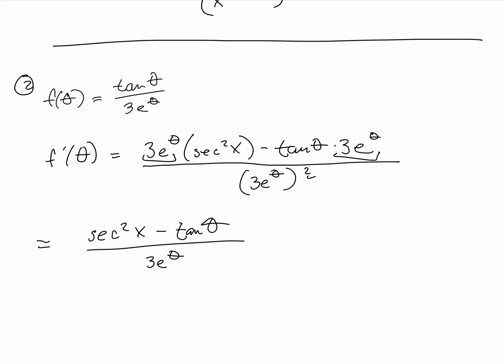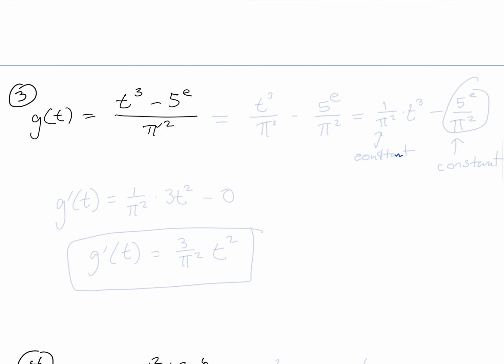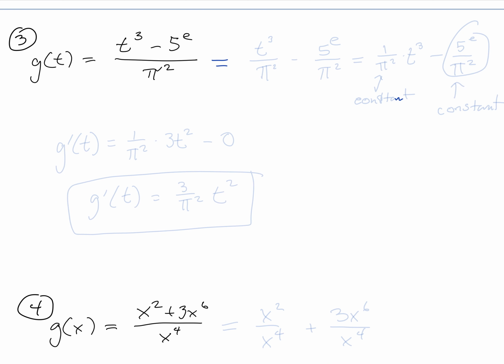Okay, next we've got t to the third minus 5 to the e over pi squared. So we could use the quotient rule on this one, but I'd recommend simplifying it instead or rewriting it. So we're just rewriting g of t. This is the same thing as t to the third over pi squared minus 5 to the e over pi squared. And so we could also see this, if we want to, as 1 over pi squared times t cubed minus 5 to the e over pi squared.